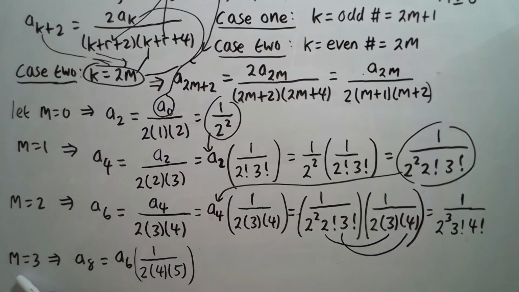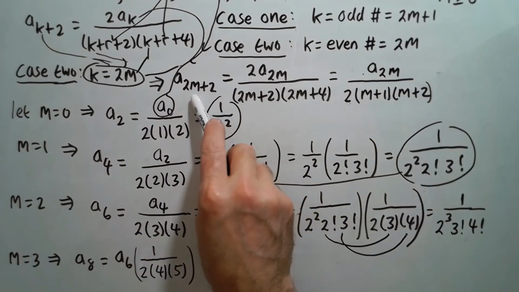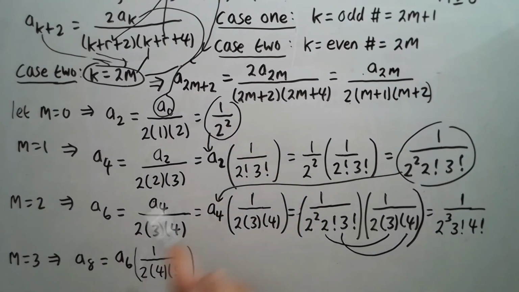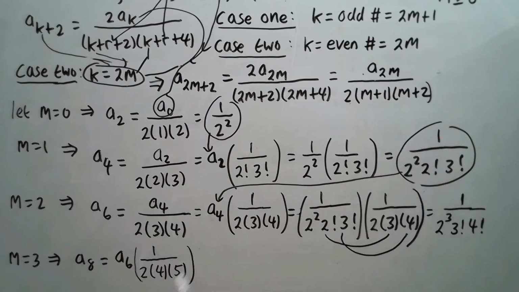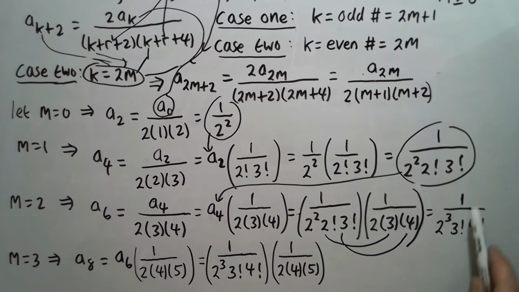When m is 3, putting 3 up here, it'll be a8, then it'll be a6, which I pull out in front here. It'll be 2 times 4 times 5. Then we use a6 equal to this guy here. Substituting this for a6, which I've done here, I can multiply the 2 cubed with the 2, and that would make 2 to the 4th.